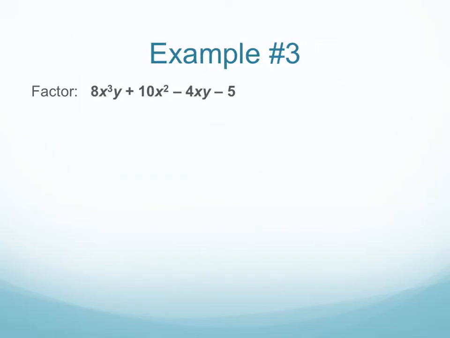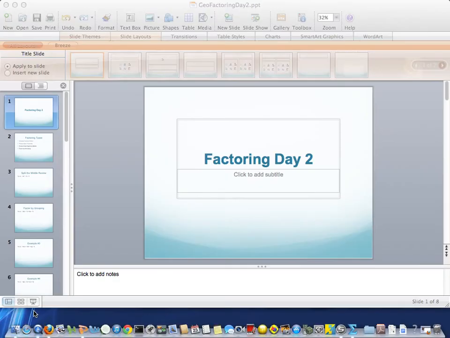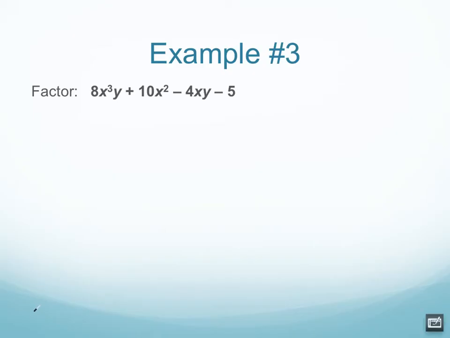Here's our next example. This one's a little bit different than what we've done before because we have 4 terms. First thing I want to do, put a line down the middle. So I'm going to group those first 2 terms together and group the second 2 terms together. That's why it's called factor by grouping. First thing I'm going to look for is the GCF on the left side. So greatest common factor of these 2 terms.